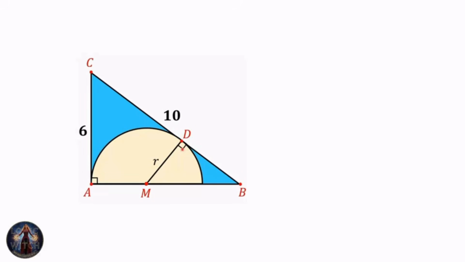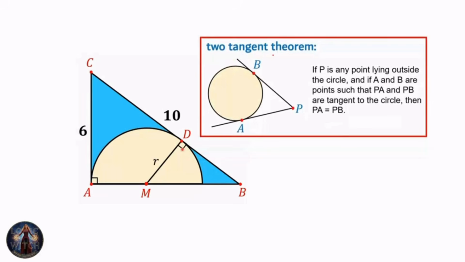Now, what else? We do have one more theorem, which is the two tangent theorem, which says if P is any point lying outside the circle, and if A and B are points such that PA and PB are the tangents to the circle, then PA is equal to PB. So here, if I consider C as an external point, then CD must equal CA, right? So if this CA or AC is 6, then CD is also going to be 6. So if CD is 6, then BD is going to be 10 minus 6, which gives me BD as 4, right?